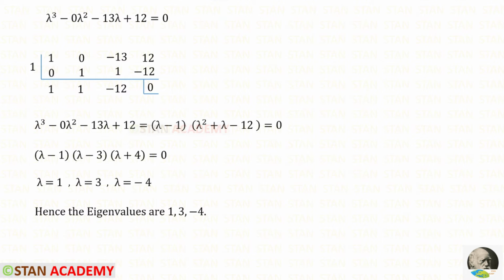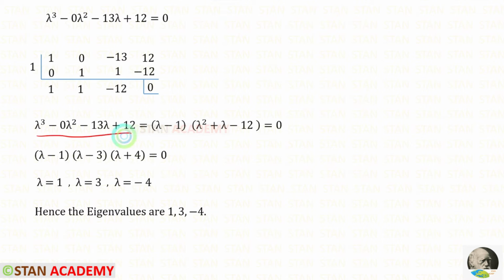Initially, we have to apply 0. 1 plus 0, it will be 1. 1 into 1, it will be 1. 0 plus 1, it will be 1. 1 into 1, it will be 1. Minus 13 plus 1, it will be minus 12. 1 into minus 12, it will be minus 12. 12 minus 12, we will get a 0.